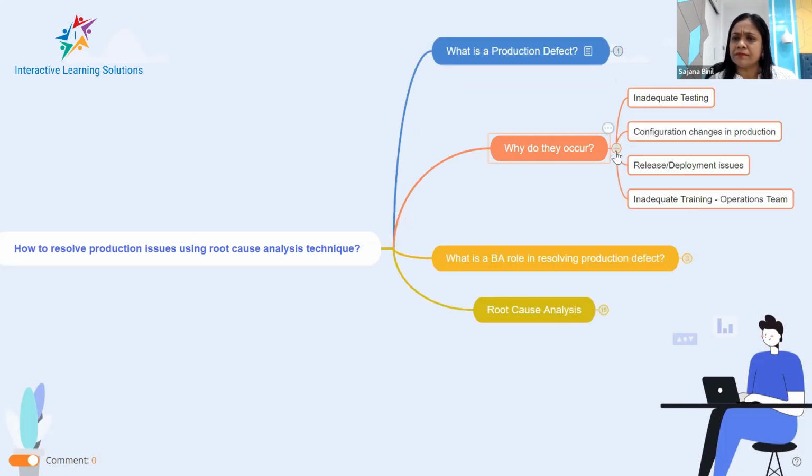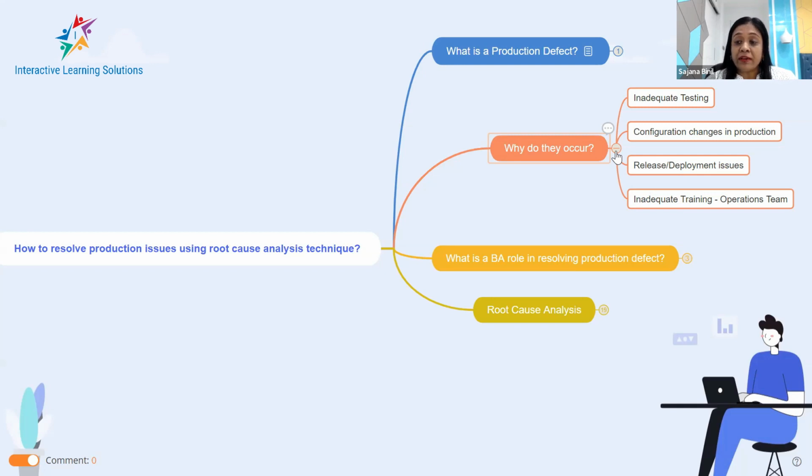Now, why do they occur? Well, a production defect can occur for various reasons. It might be inadequate testing done by your testing team. Your testing team might have missed out some scenarios and it bombed in production. It might be some configuration changes in production. It might be your testing team has tested it in a different configuration, so they did not get the error, but the production had a slightly different configuration.